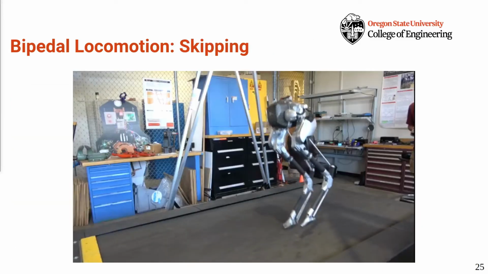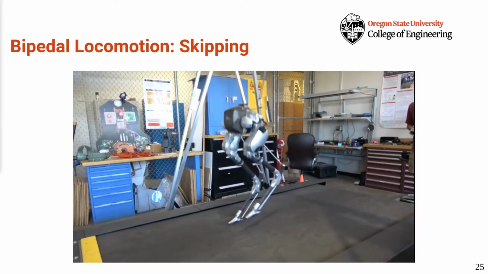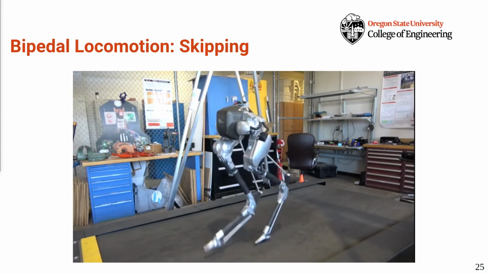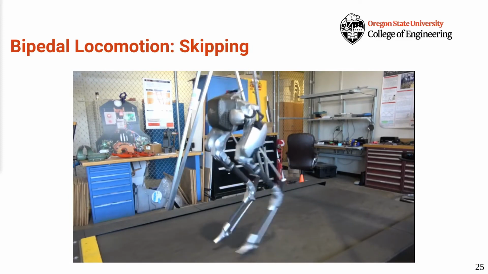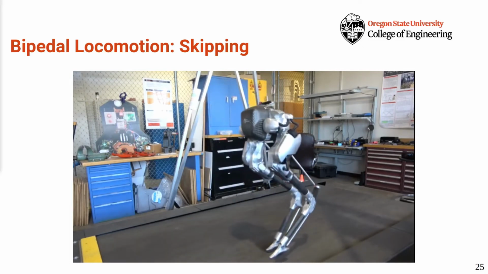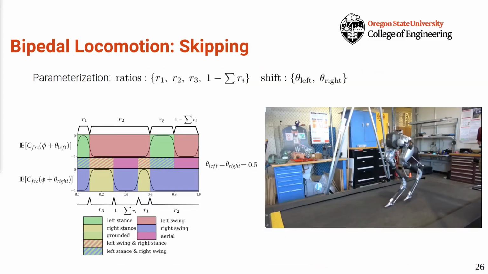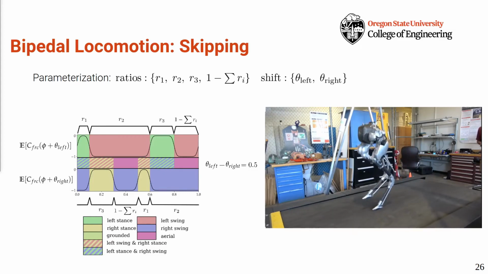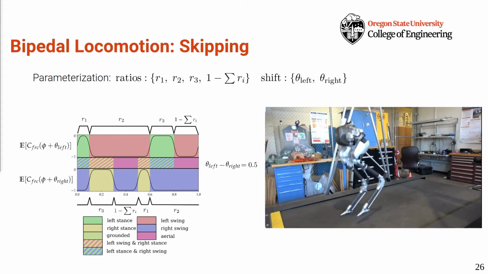So it's great that we can transition between all of the 2-beat bipedal gaits, but what about something more complicated like skipping? Unlike the other behaviors, skipping cannot be described by just one swing and one stance phase per foot cycle. We were able to define skipping by using 4 phases, 2 swing and 2 stance. This was done by defining the 4 phases such that the ratios sum to the cycle length, which is 1.